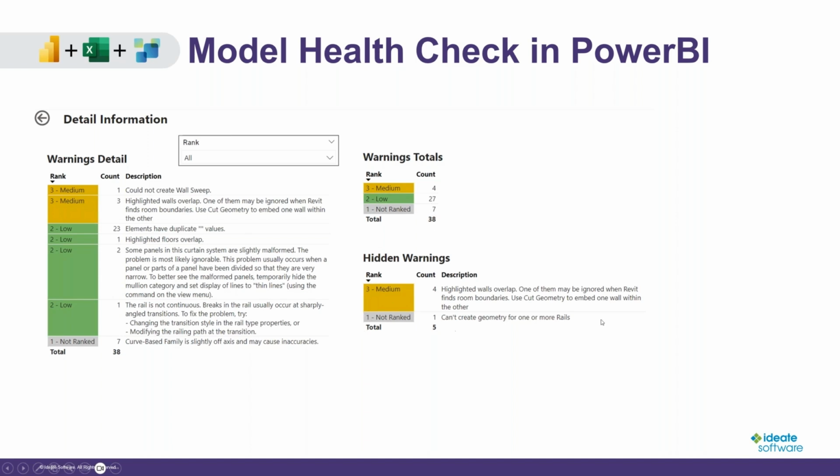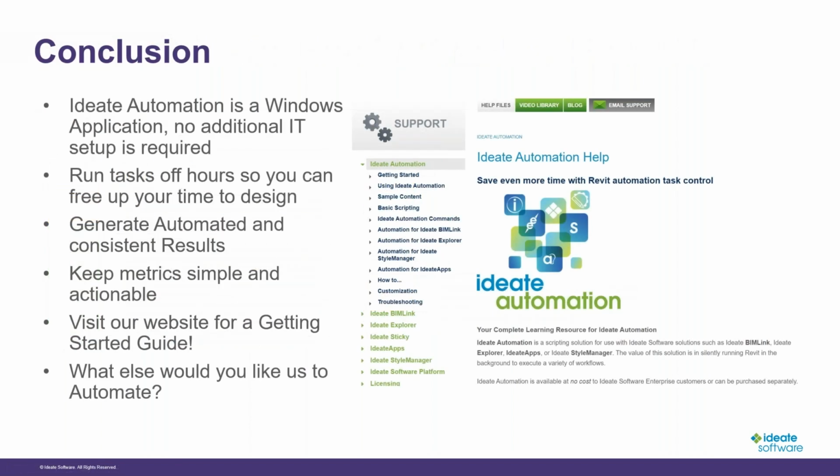Then you have any hidden warnings. So in Explorer, you can actually right click and hide some of these warnings. If it's something that you maybe want to address not right now, maybe later, you can totally hide them. And this shows you the total hidden warnings that you've added in your model.